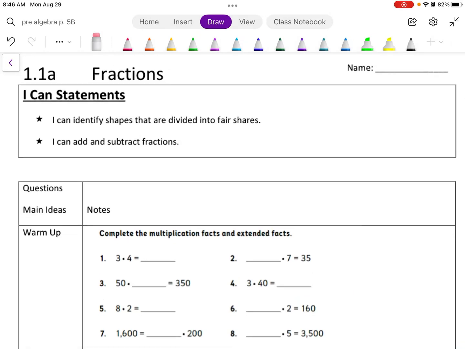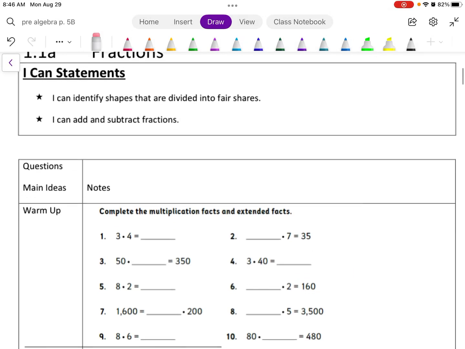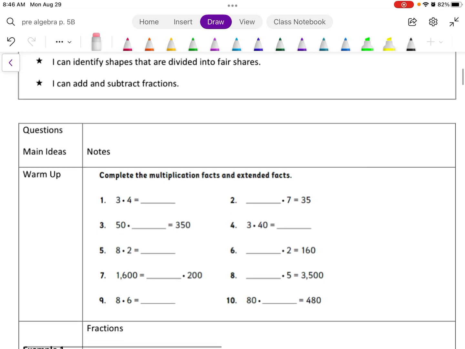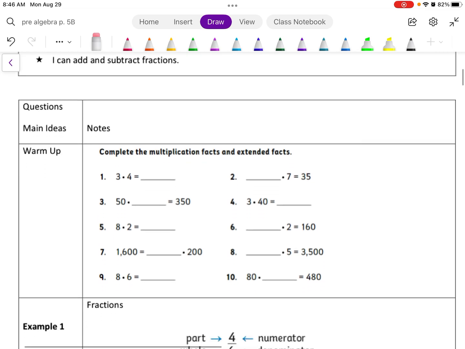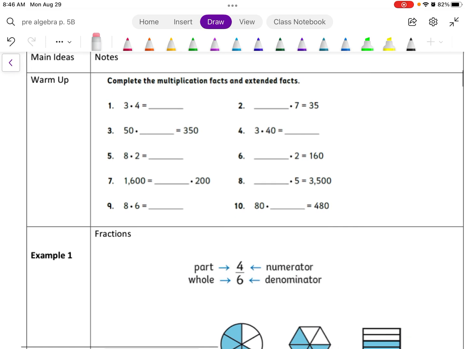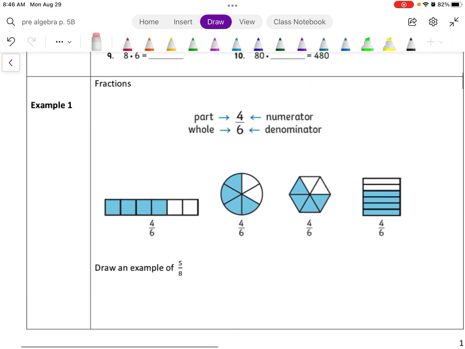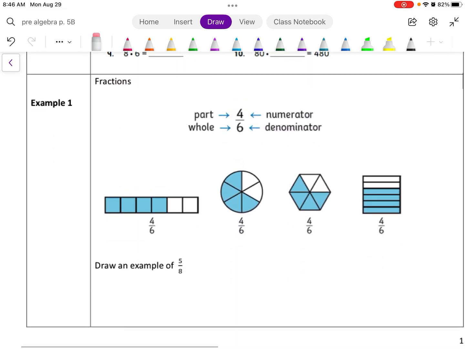1.1a is on fractions. So we want to be able to add and subtract fractions with common denominators and with uncommon denominators. So example 1, fractions are where you have a part and a whole. The part is always the numerator, the top of your fraction, and the whole is your denominator, the bottom of your fraction.